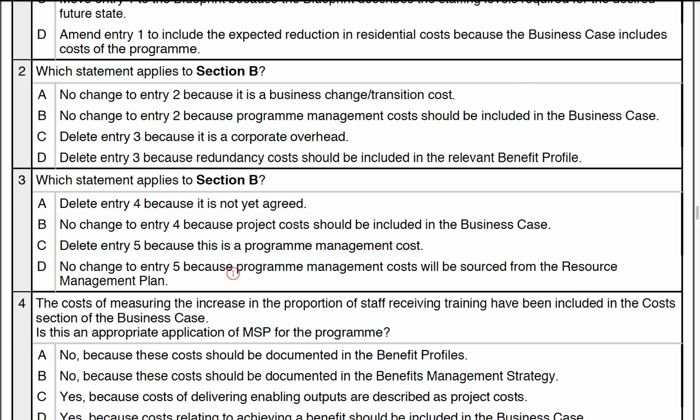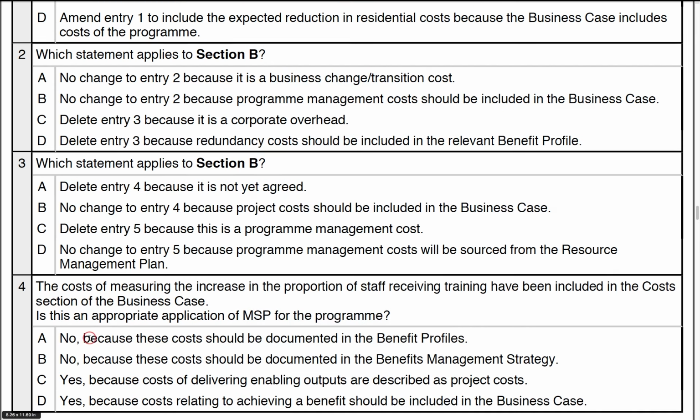No change to entry 5 because program management costs will be sourced from the resource management plan. Well, the resource management plan is about information for the project management costs. Right. Not that they will be sourced from there. So that's not true either. So that has to be a false statement. So the answer here is B, no change, because the project costs should be included in the business case. Beg your pardon there.